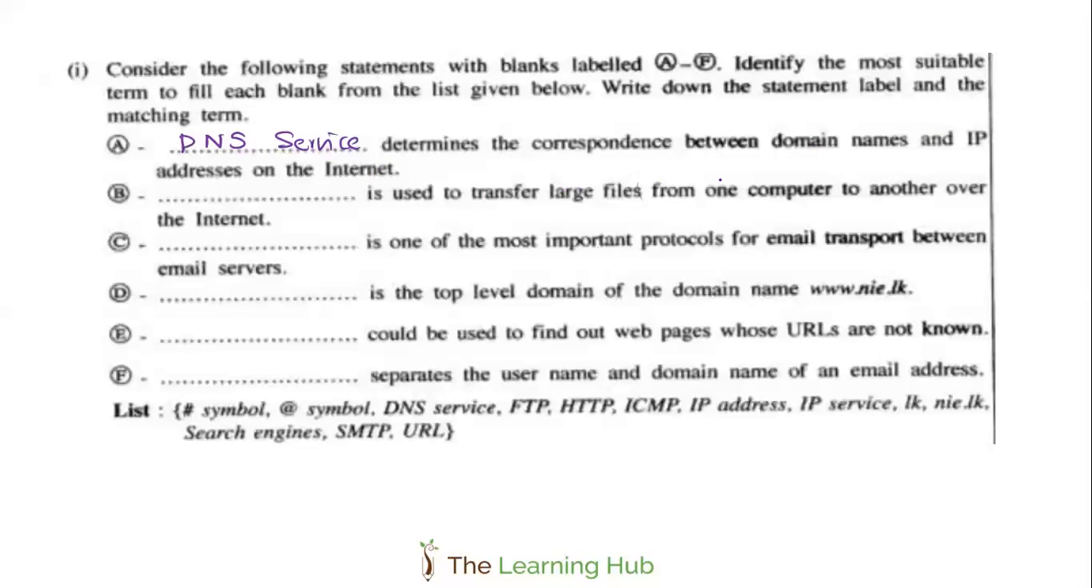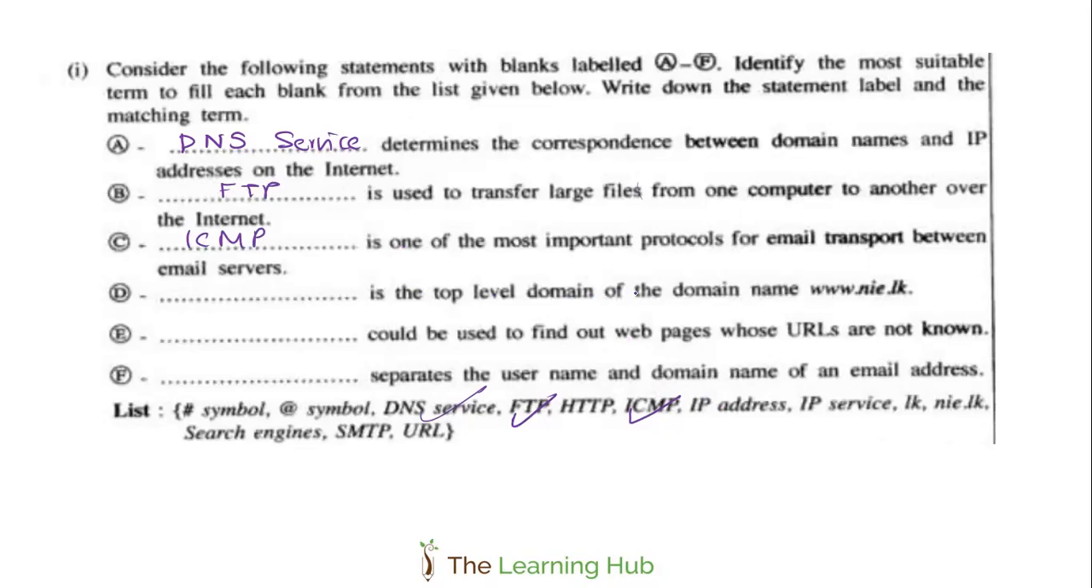Blank is used to transfer large files from one computer to another. So that is FTP, File Transfer Protocol. Blank is one of the most important protocols for email transportation between email servers. That is ICMP. Internet Control Message Protocol. So there are different protocols for different things. I didn't go to talk about it here because it's very clearly mentioned in your textbook. So you can go refer that there.